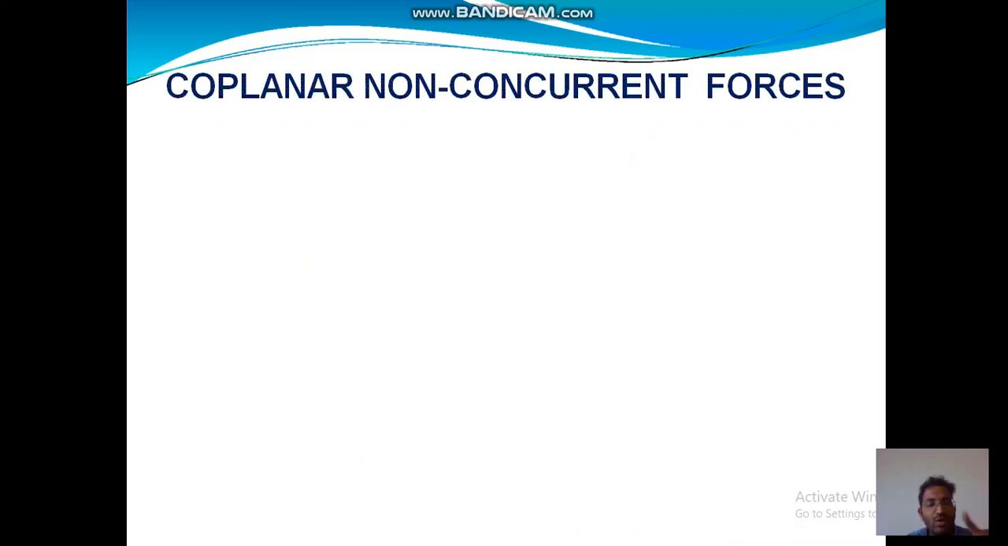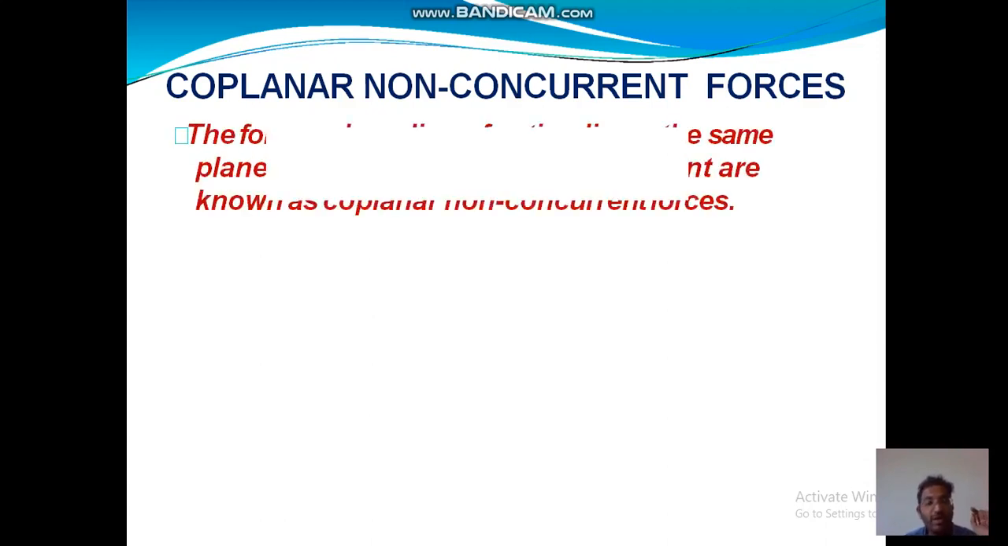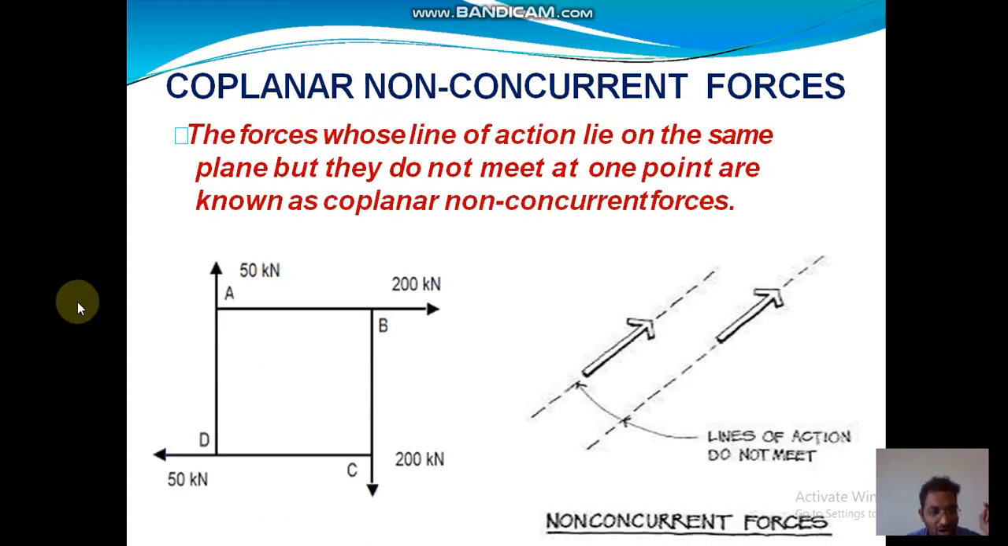And the next one, coplanar non-concurrent forces. You just observe the word coplanar. Coplanar means you just remember the forces are acting on the same plane, but they are not meeting at one point. See, all these forces are in the same plane but they are not meeting at one point. Here also, these two forces are in the same plane but they are not meeting at one point. So this is coplanar non-concurrent forces.